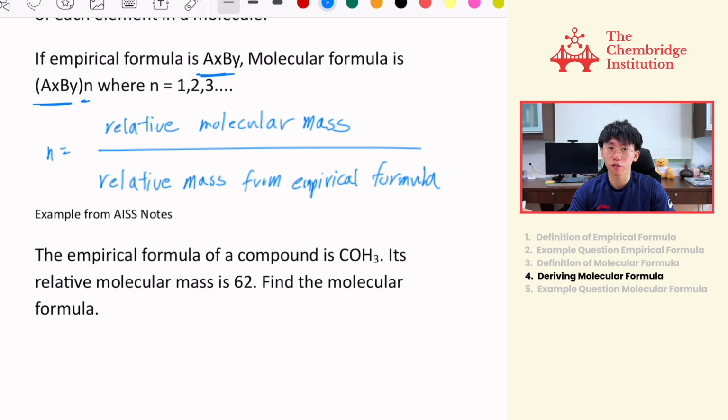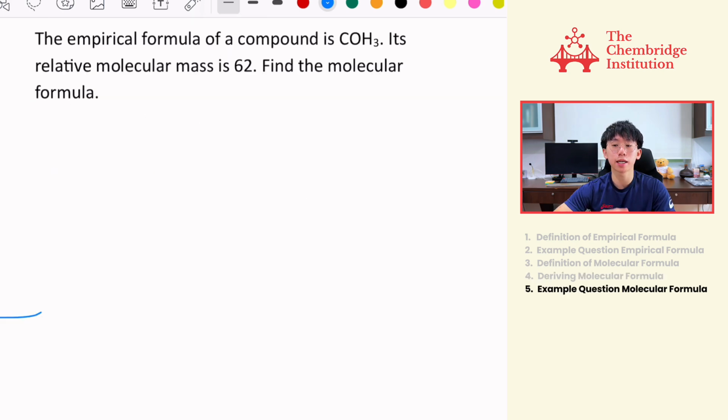So basically, to find the actual exact number of atoms, you can take the empirical formula and multiply it by a certain value. And to find this n value, usually you will take the relative molecular mass divided by the relative mass of the empirical formula. Okay, so let's take a look at an example over here and learn how we can actually present our answer.